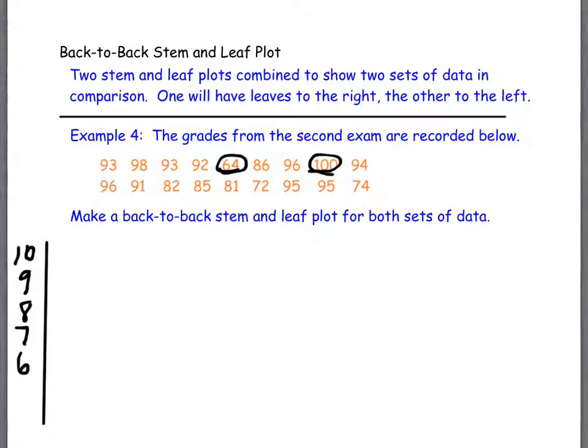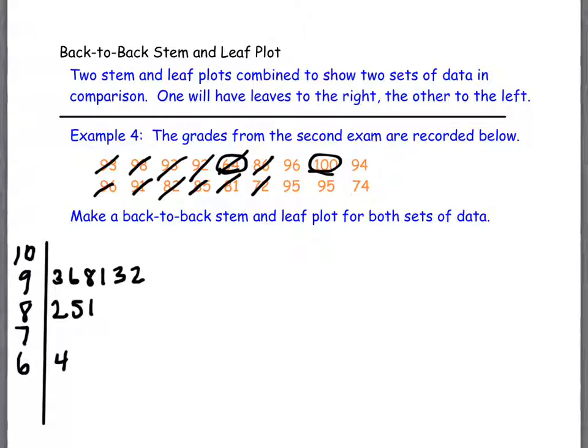Actually, that's as far as we need to go on this particular set because we don't have any other data for it. But all right, so 93, 96, 98, 91, 93, 82, 92, 85, 64, 81, 86, 72, 96, 95, 100, 95, 94, 74.